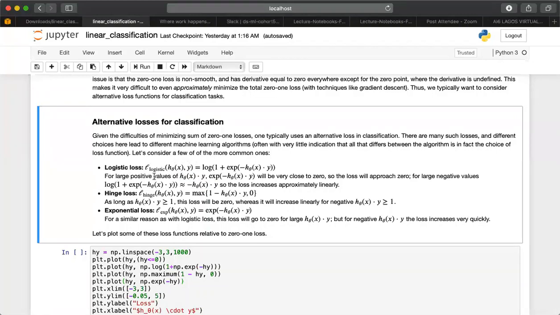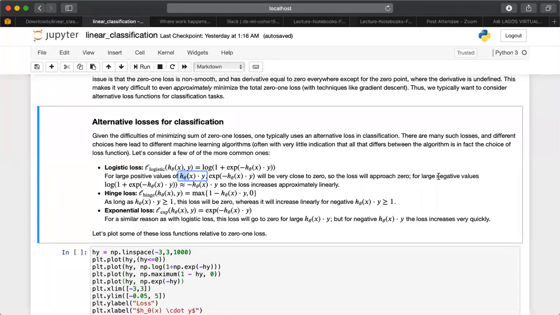So for large positive values of this, this is basically the behavior of exponential functions. If you have large positive values of h times y, the exponential of the negative of that output is going to be very close to 0. So the loss will approach 0.